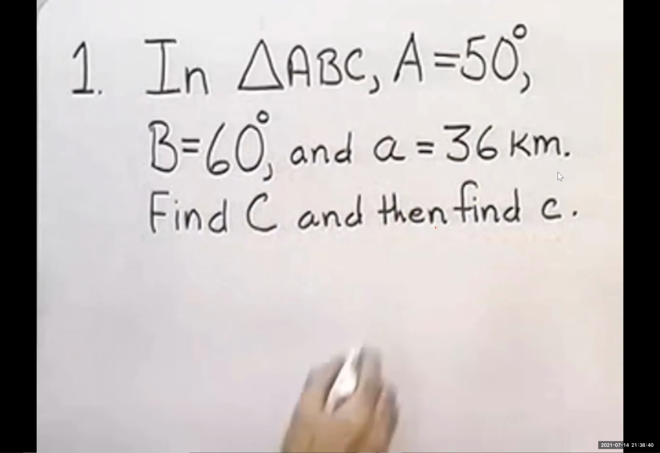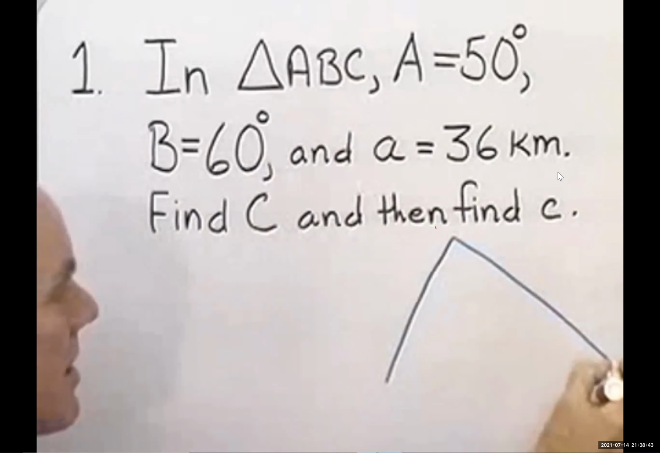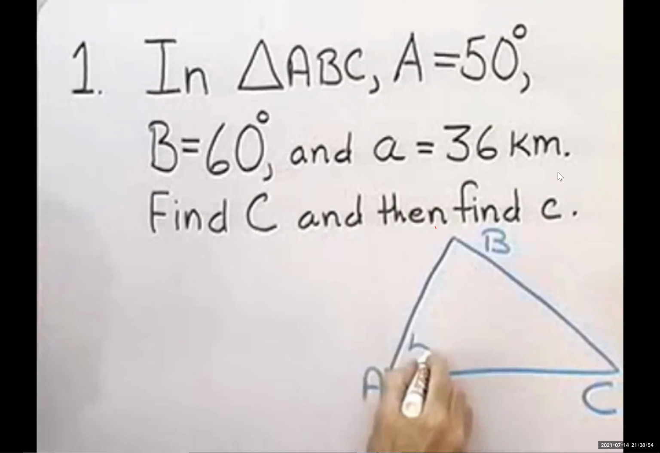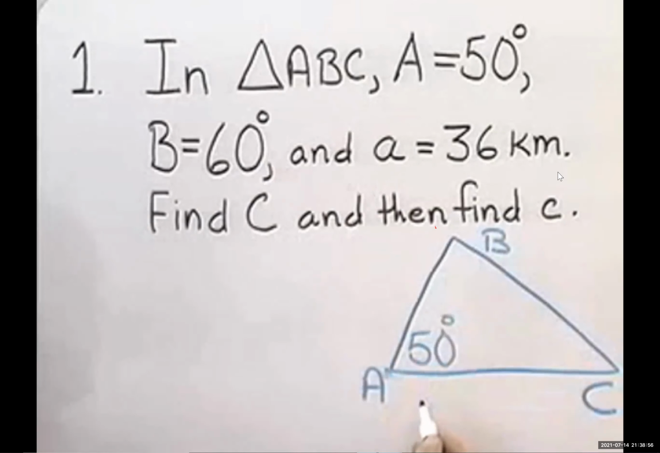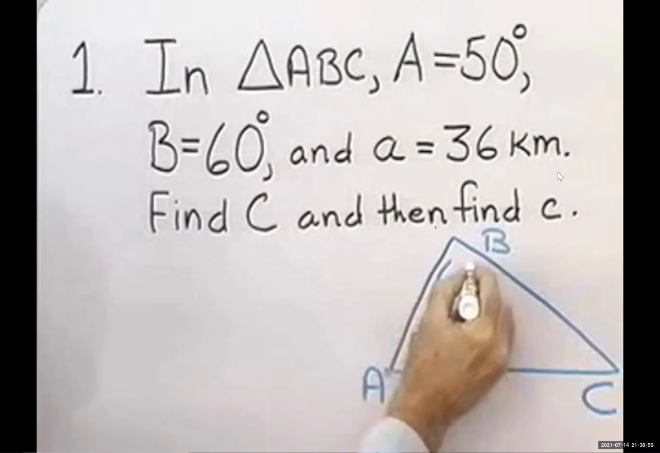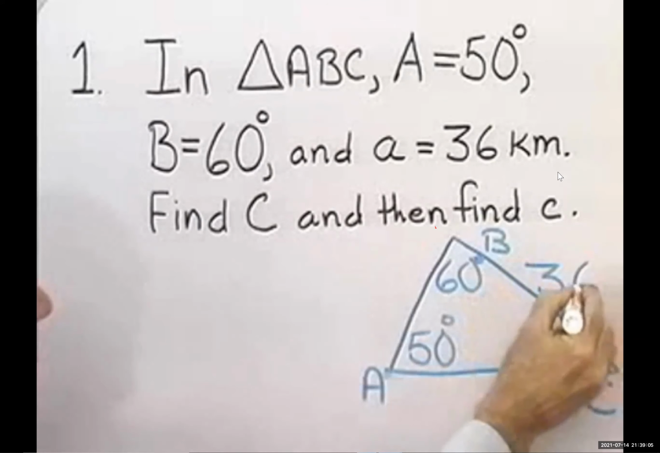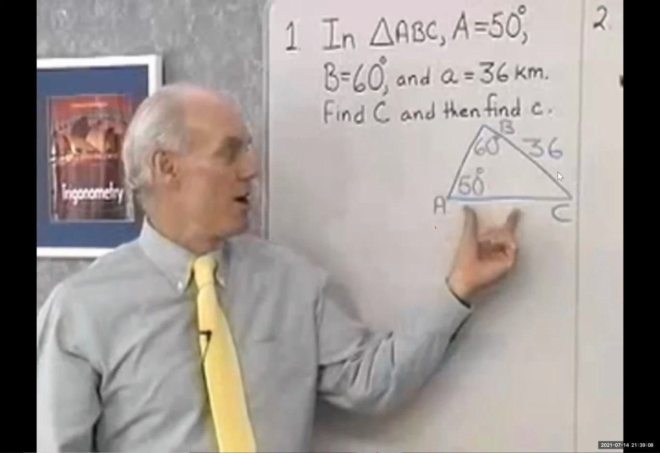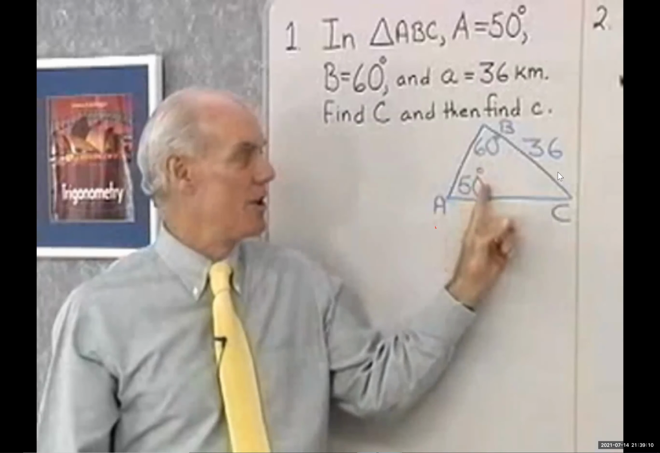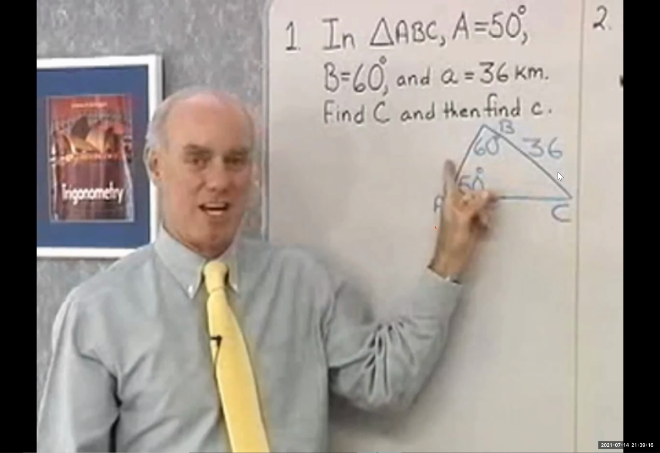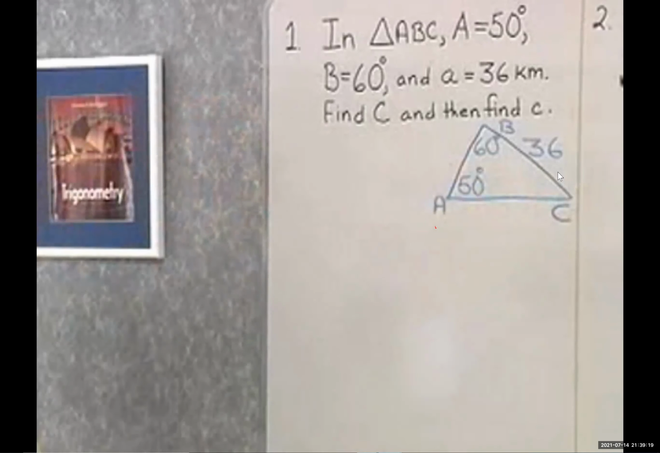So I'm going to start this problem by drawing a triangle. Doesn't have to be very accurate. Just going to use it to label the information that I'm given. Here's angle A, angle B, and angle C. I know that angle A is 50 degrees, so I'm going to label this angle with 50 degrees. Angle B is 60 degrees, so I'm going to label that 60 degrees. And then side A is 36 kilometers, so I'll label this with 36. Now, I have my triangle right here for reference, and I've labeled the information that I'm given. And now I'll look and see if I can find angle C first, and then after that, I'm going to find side C. So let's start with angle C.